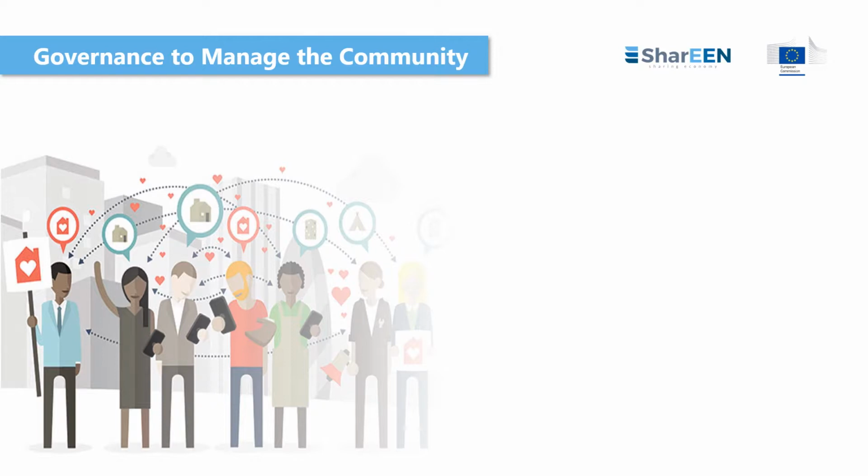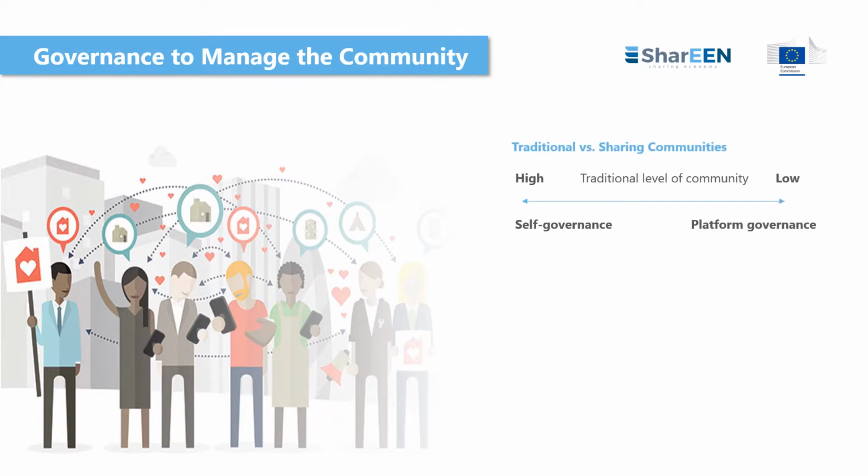In communities that have a more social form of sharing, communities like communal gardens or toy libraries, more self-regulation may exist. When there is a low level of community in the traditional sense, it is suggested that the platform needs to establish a higher level of governance, like suggested in this scale.